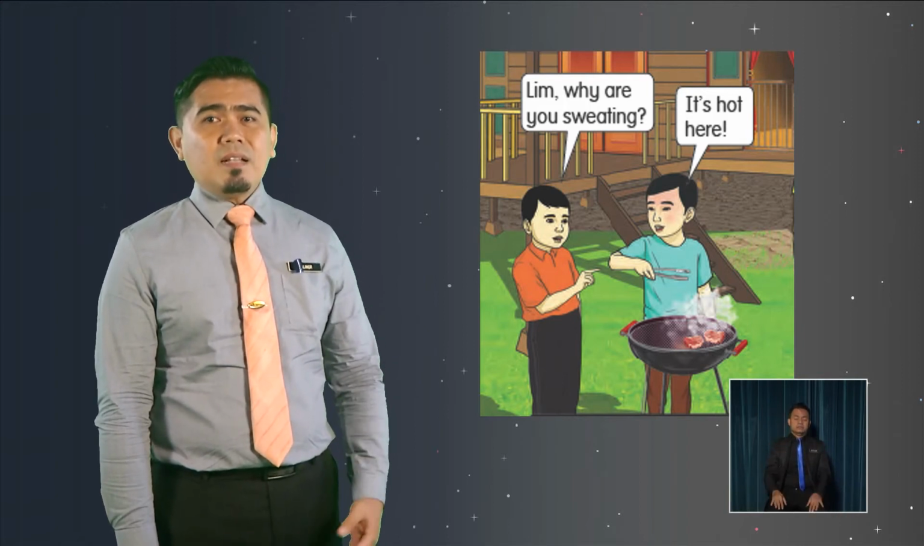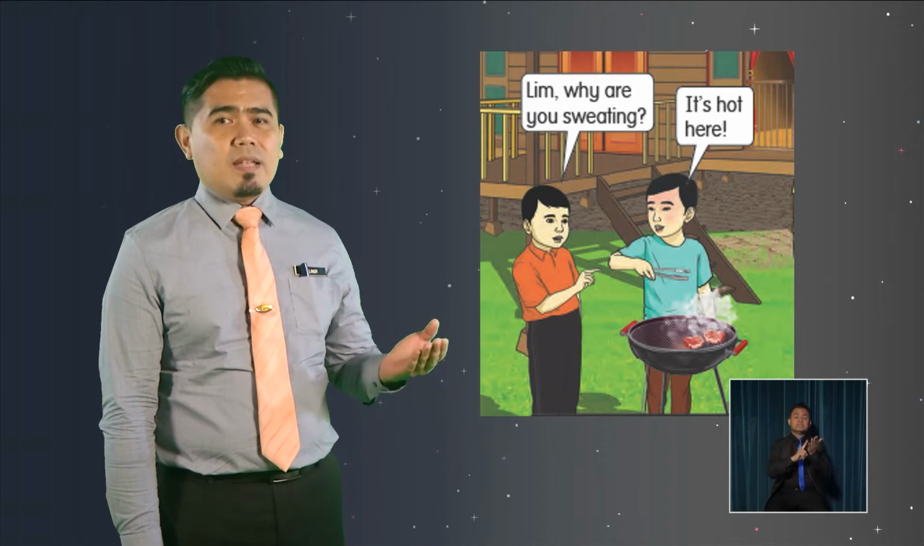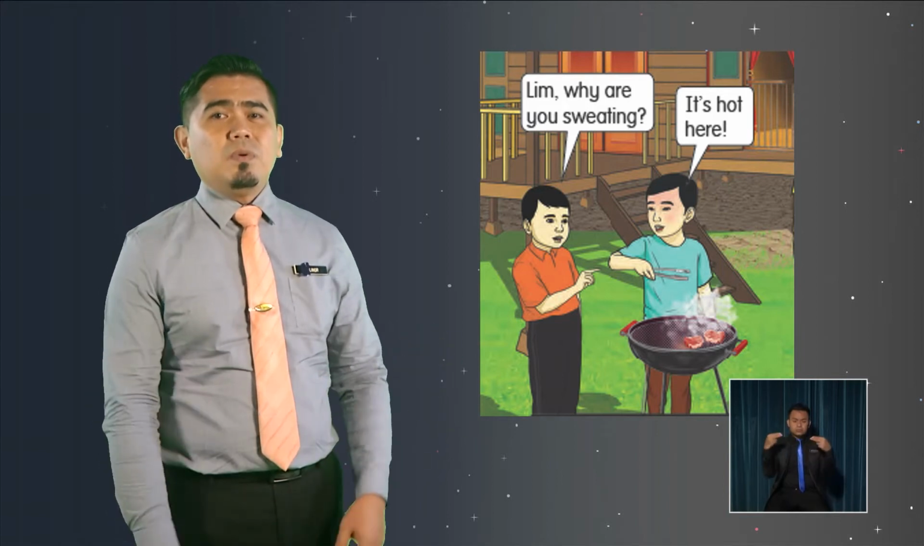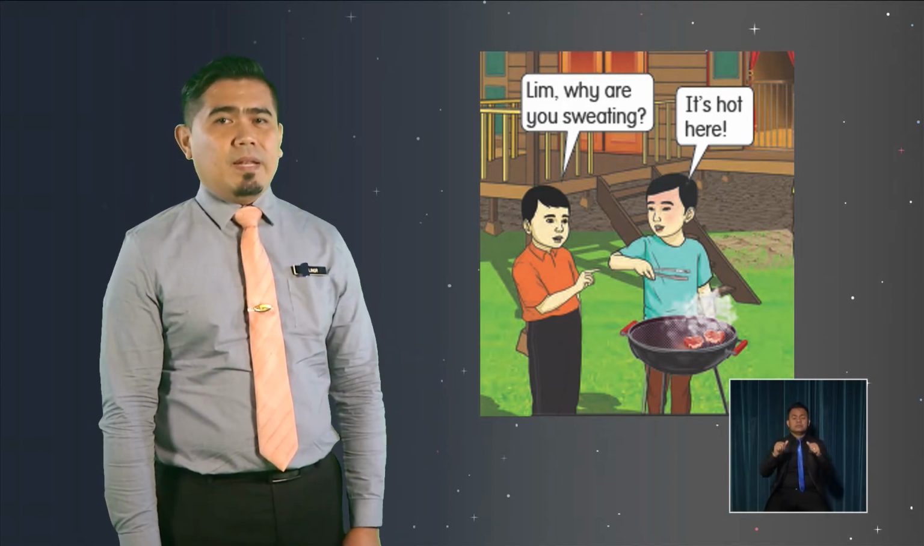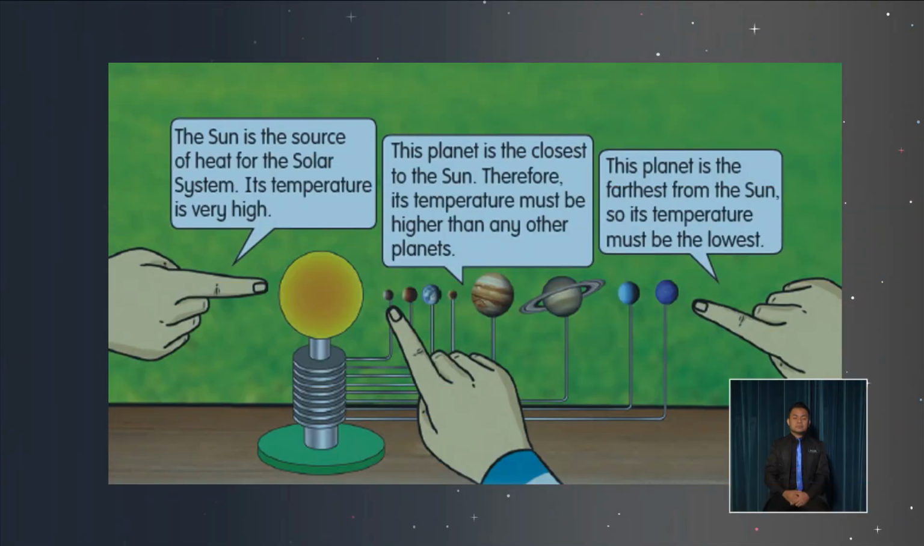Now, let's discuss and relate the activity to the temperature of the planets. As we know, the Sun is the source of heat for the solar system. Its temperature is very high. As the distance of the planet is very close to the Sun, its temperature must be higher than any of the other planets.